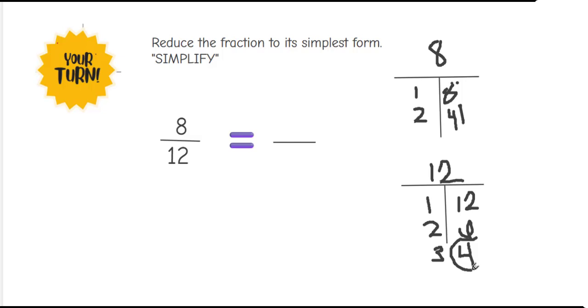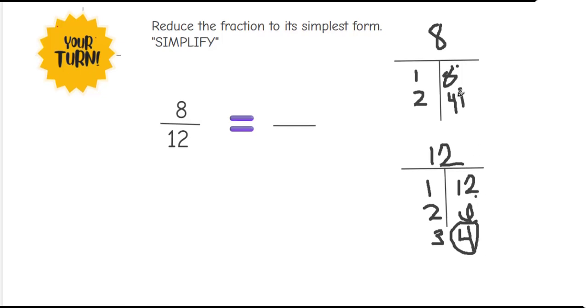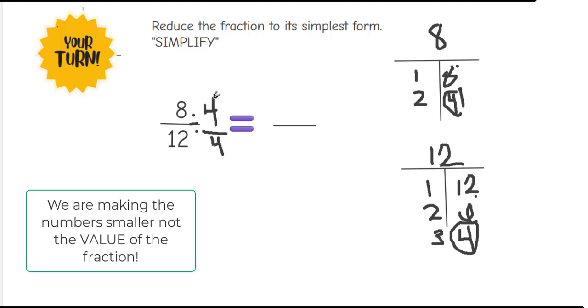Notice both of them have the number 4. That is the biggest one that they have the same. They both have 1, they both have 2, but we want the greatest common factor. And now what we're going to do is divide both of these numbers by 4. Whatever you do to the top, you do to the bottom. We're shrinking them, we're reducing them. So if you're making something smaller, you divide. If I wanted to make them larger, I would multiply.